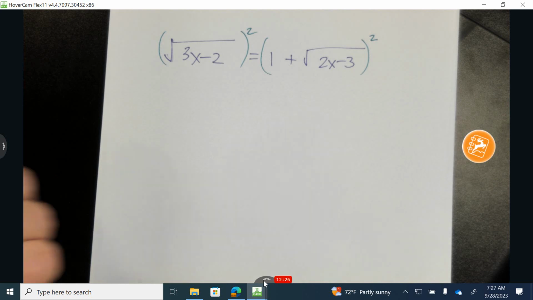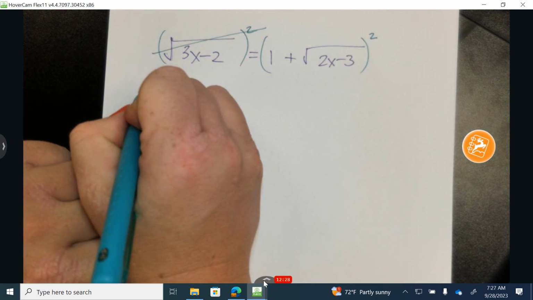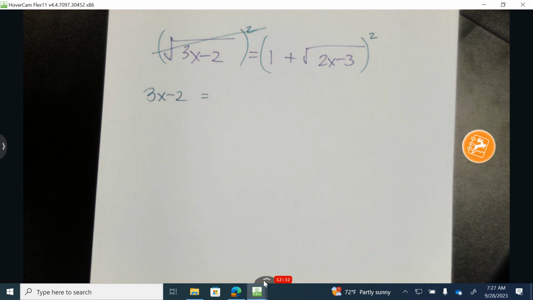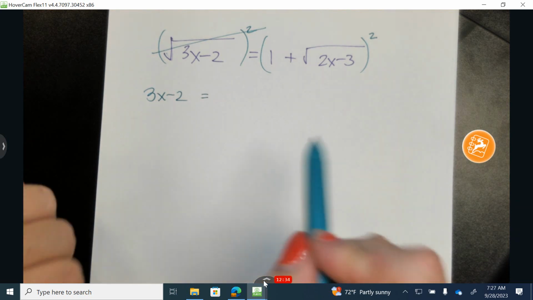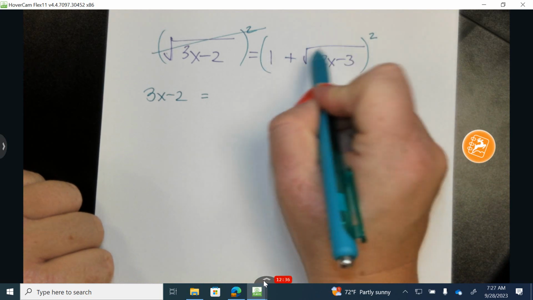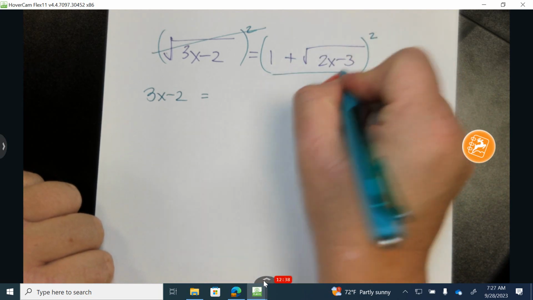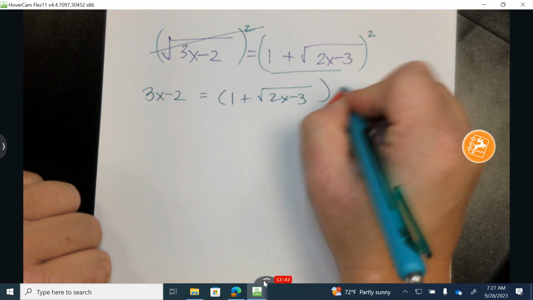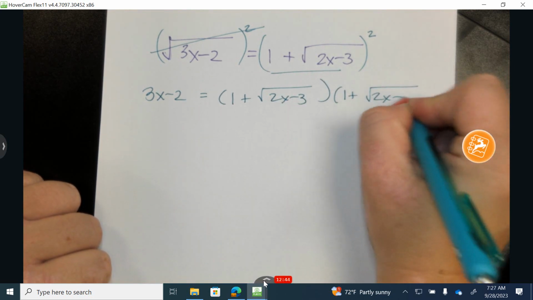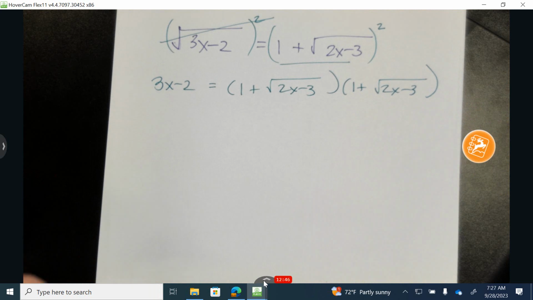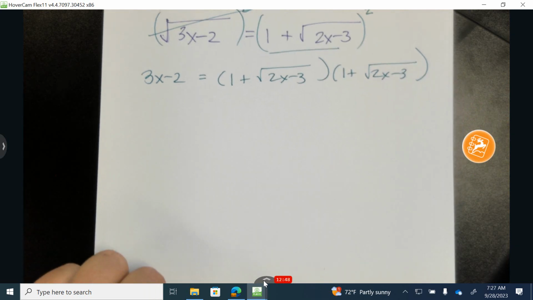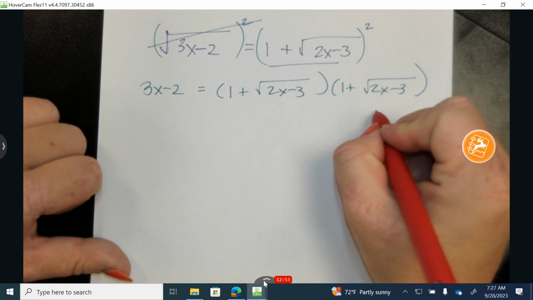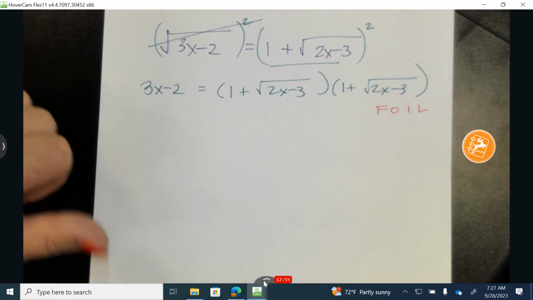On the left-hand side, the square root and the square cancel, and I bring down 3x minus 2. Oz, make sure you're paying attention so you can help. On the right-hand side, the big misconception is students are going to go 1 squared plus, nope, can't do that. Write this quantity twice. Don't say it cancels out, it just goes to 1. As you go further, okay, now I'm going to write down FOIL.